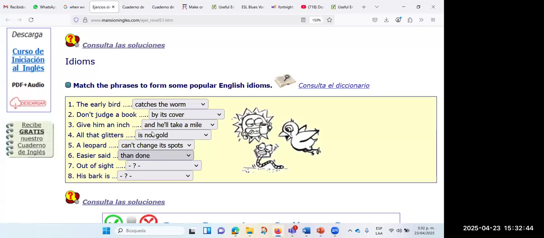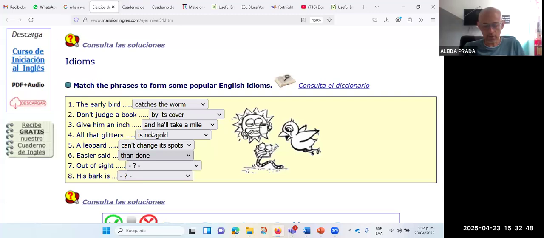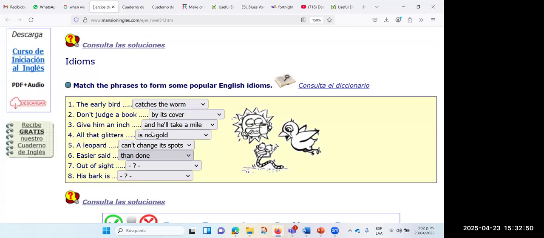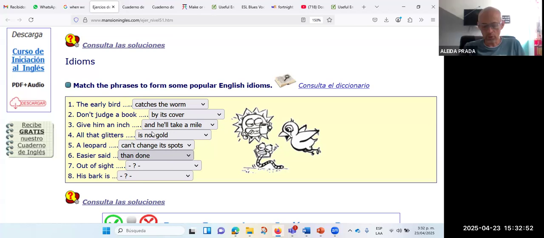Ah, es como aquí decir, es más fácil decirlo que hacerlo. Yes, that's right. Okay. I love this game. It's easier to say something than to do it. That's the explanation of that idiom. Okay, number 7.